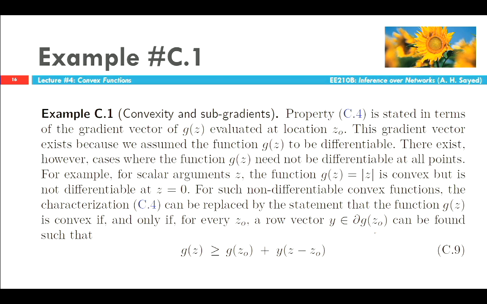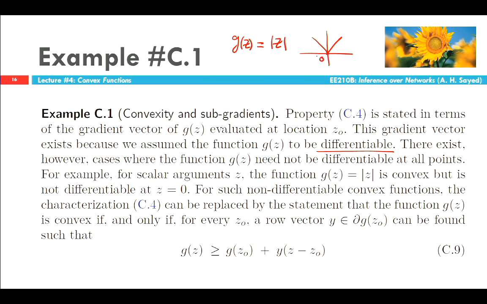Now, so far, and most of the time in this course, even though many of these results can be extended to this case, I will be assuming that the cost function that you are interested in is differentiable, okay? The cost function is differentiable. But there are situations where the cost function may be not differentiable at some points. For example, let's assume z is a scalar, and let's take the function g of z equals the absolute value of z, right? So this particular function is not differentiable at 0, right?